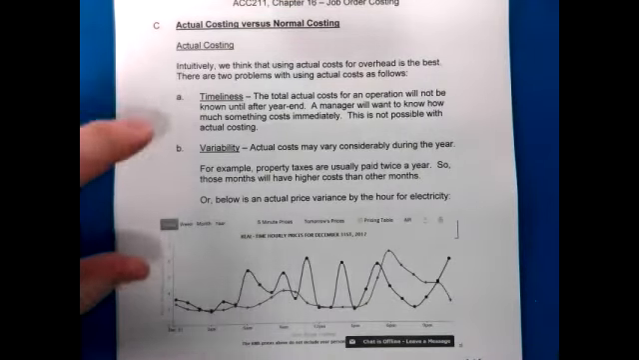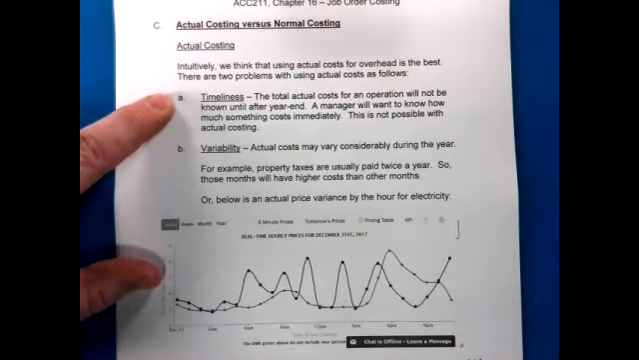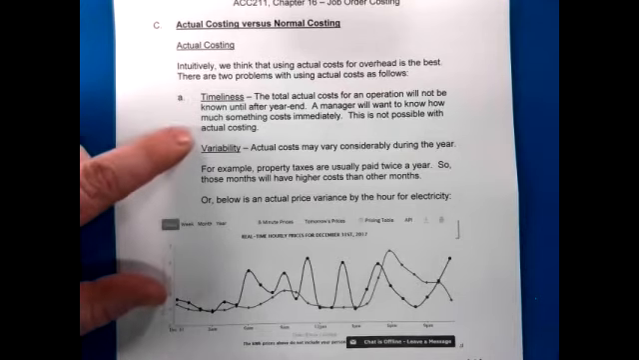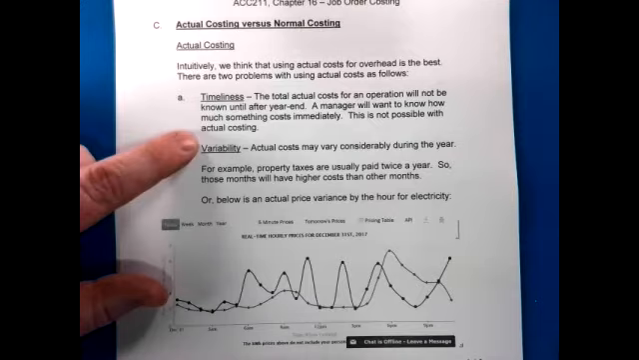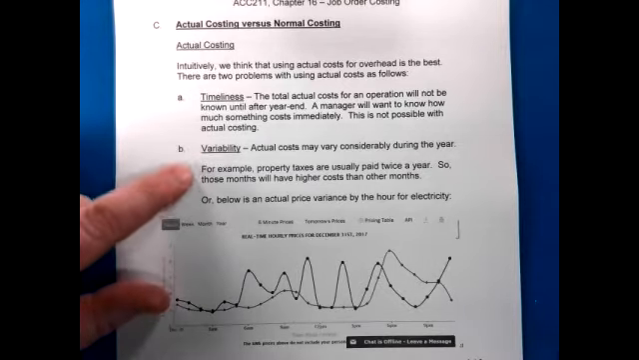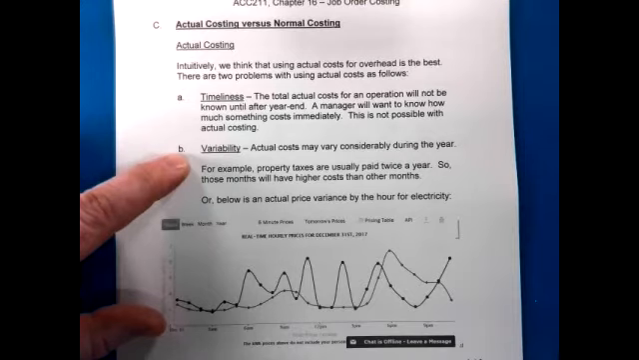So just intuitively, you think that actual costing would be the way to go. This must be the best way to do it. There's a problem with it. And that is, you will not know the actual cost for the year until the end of the year. The actual cost for the entire year will not be known until the end. And you say, well, why can't I just take the cost for the month? Well, there's a problem with that. Variability. And that is, different months will have different costs that relate to the entire year.